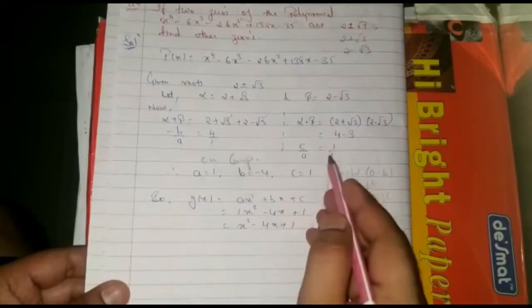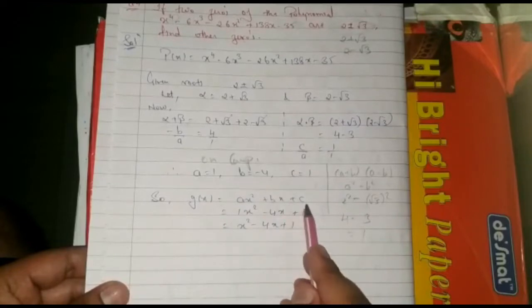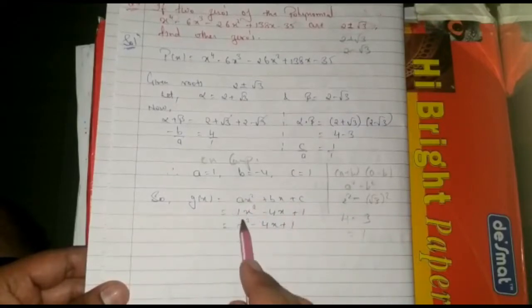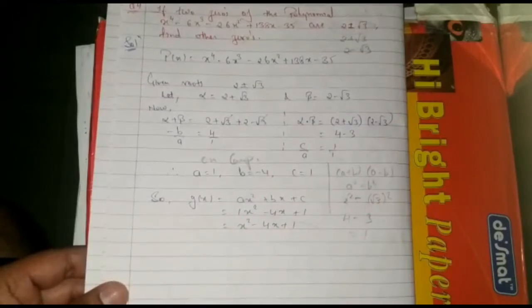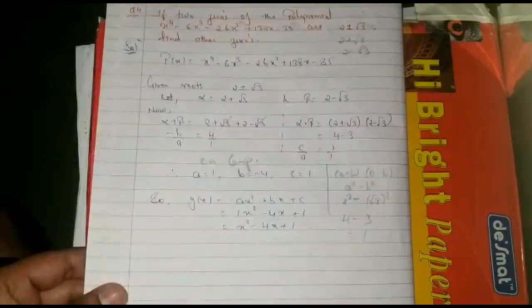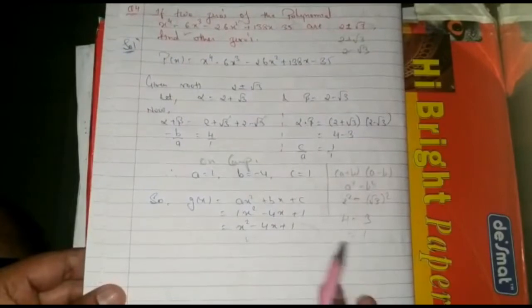If you want to find the quadratic polynomial from this a, b, c, we can write that g of x will be equal to ax square plus bx plus c. So a means 1, x square minus 4x plus 1. So 1 into x square will be x square minus 4x plus 1. This is one of the factors of this polynomial.